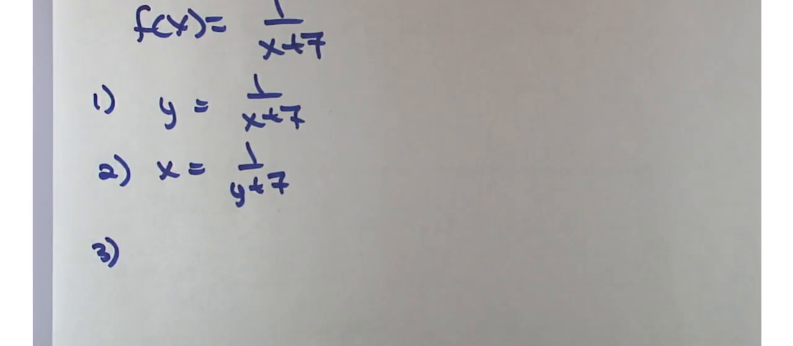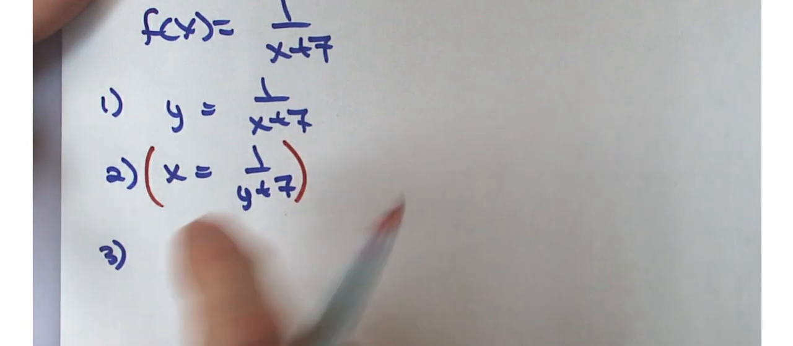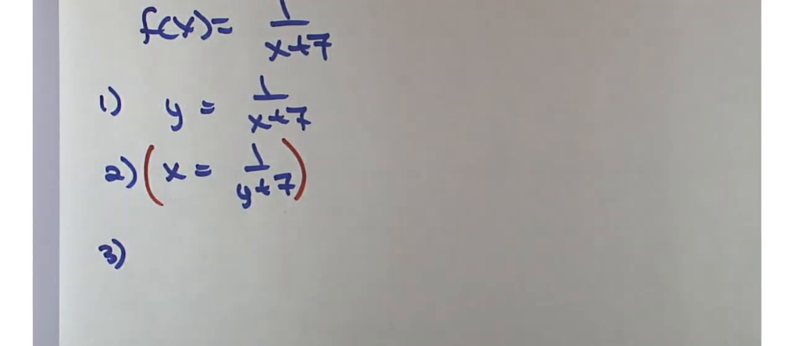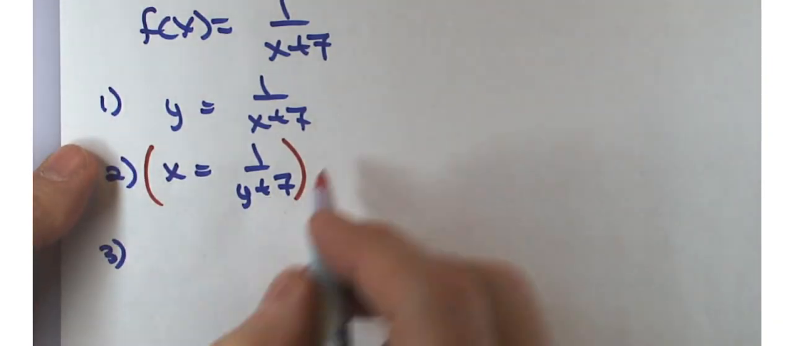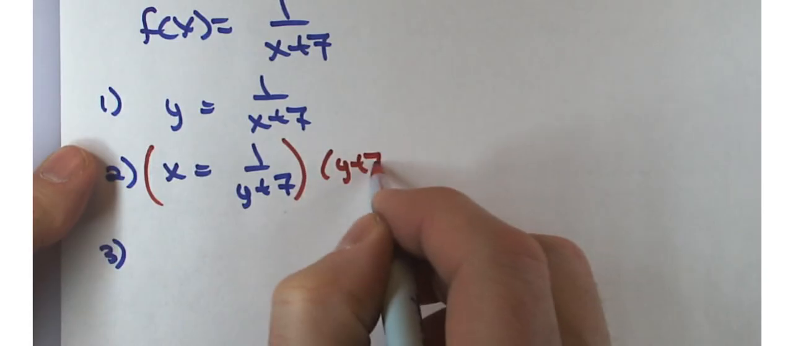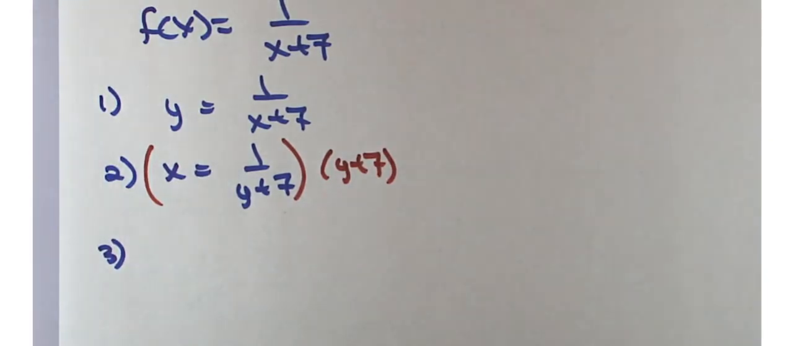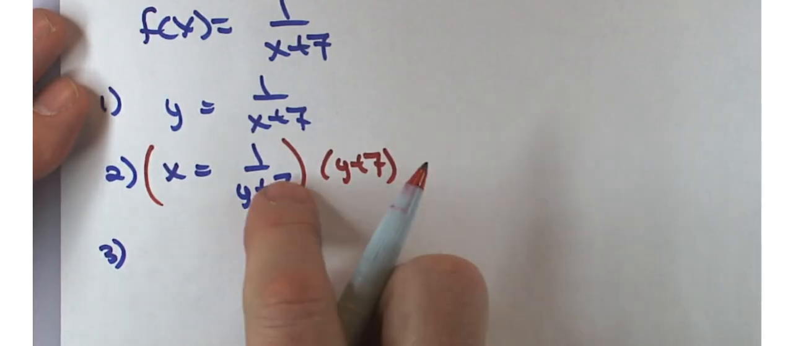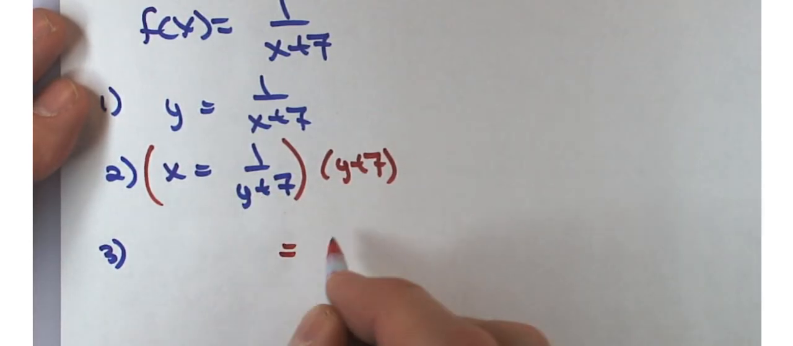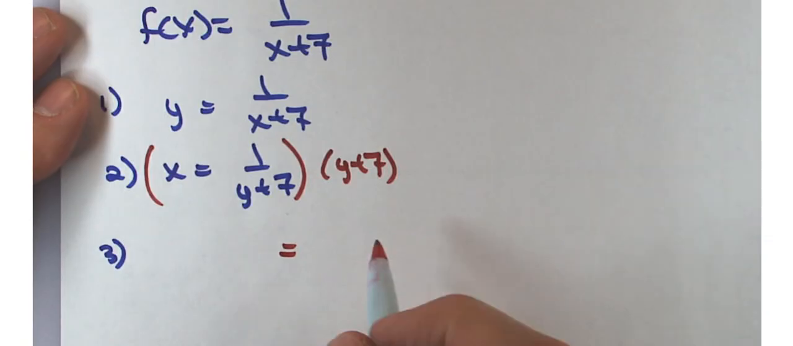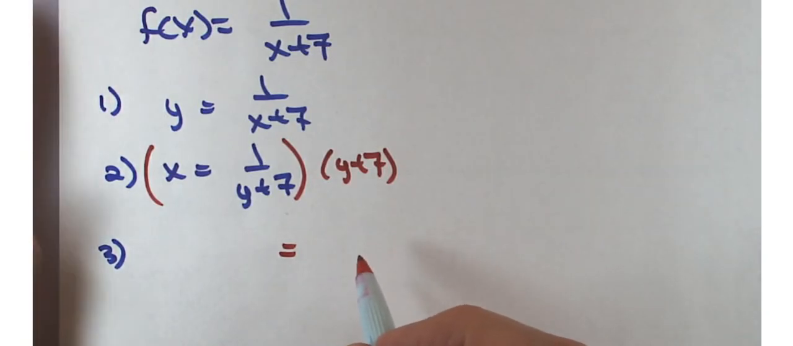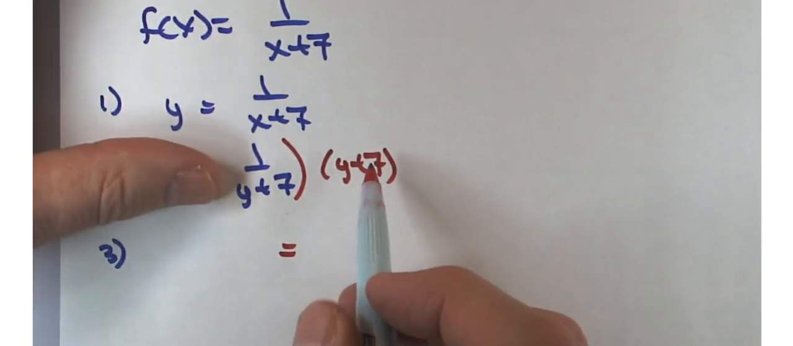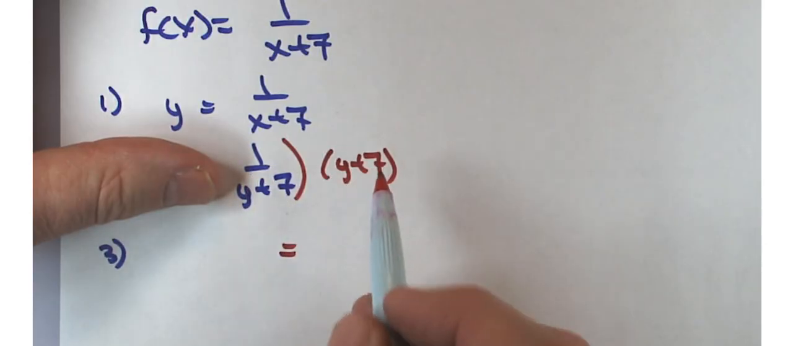Now, anytime that I'm solving an equation and I've got a fraction, we're going to multiply by the lowest common denominator. In this case, that's just y plus 7. I'm going to multiply both sides by y plus 7. Let's start out with the easy part. On the right-hand side, I get what? What's going to happen when I multiply 1 over y plus 7 times y plus 7? What am I going to be left with?